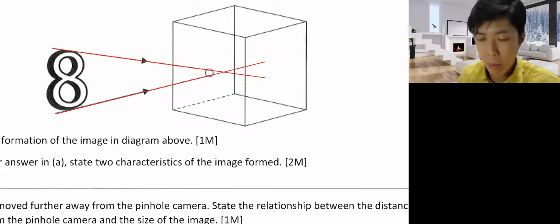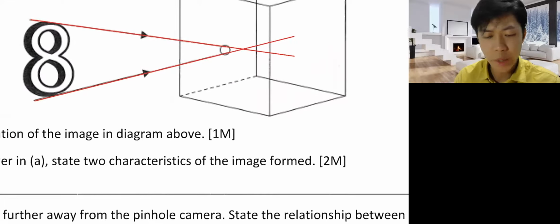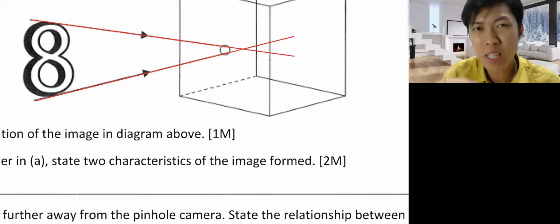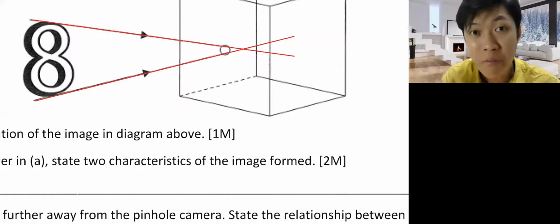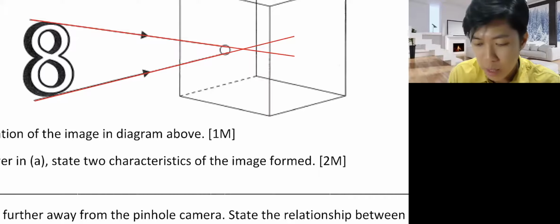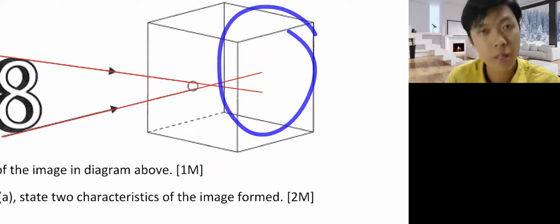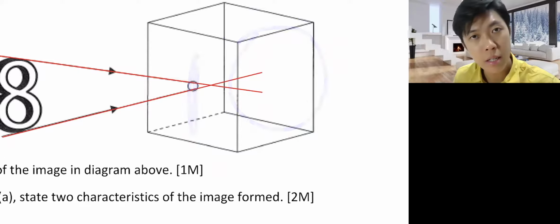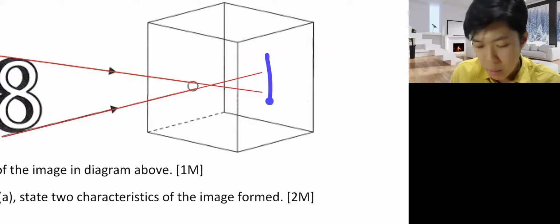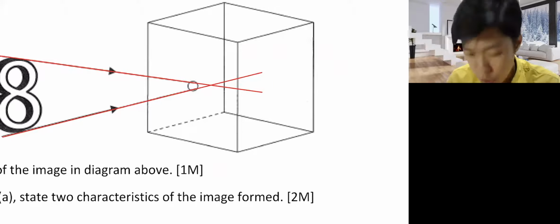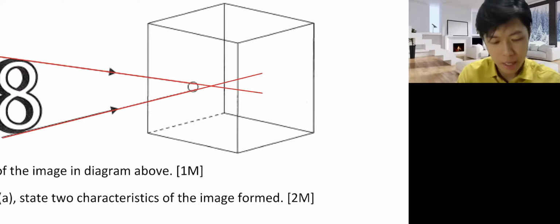All right, everyone. Now, you are going to draw the image behind on the screen, but you know this is a camera. The image must be inverted, real, diminished. Real means it forms on a screen on the right side of the lens. Inverted means upside down, and it will be diminished, smaller than the original.